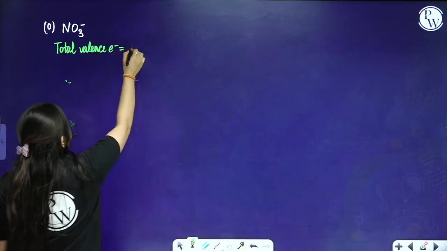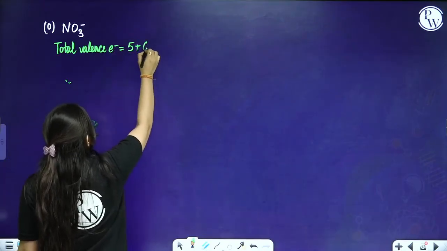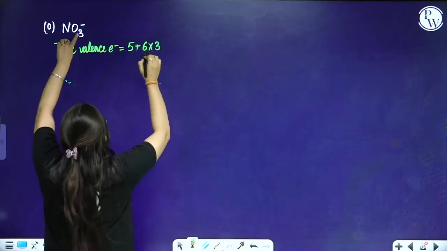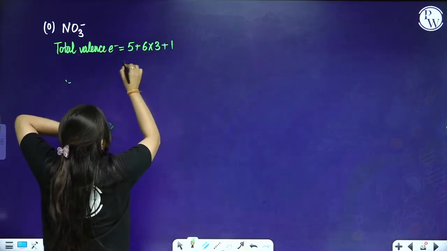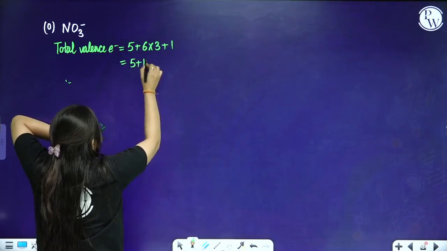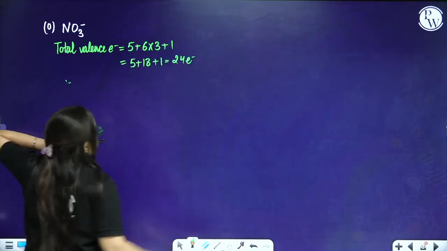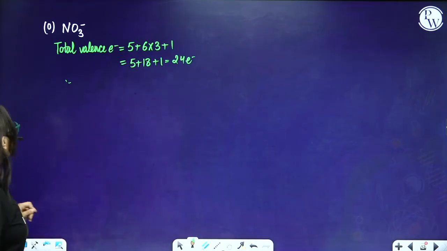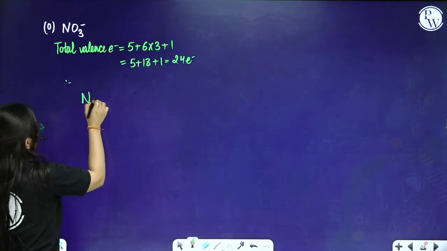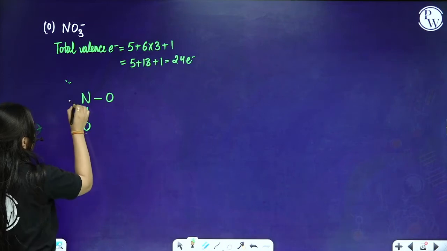Total valence electrons: nitrogen holds 5, oxygen holds 6, and there are 3 oxygen. Now it is a negative charge, so you are going to add 1. So this is 5 plus 18 plus 1, that means it is 24 electrons. Now the next part is to draw the structure, with nitrogen holding 3 oxygen atoms.